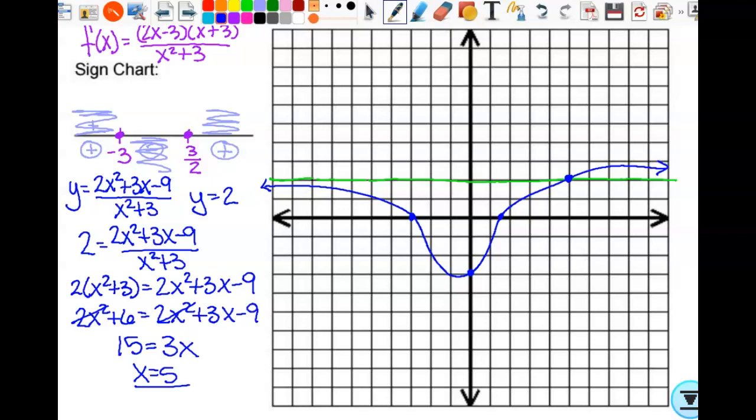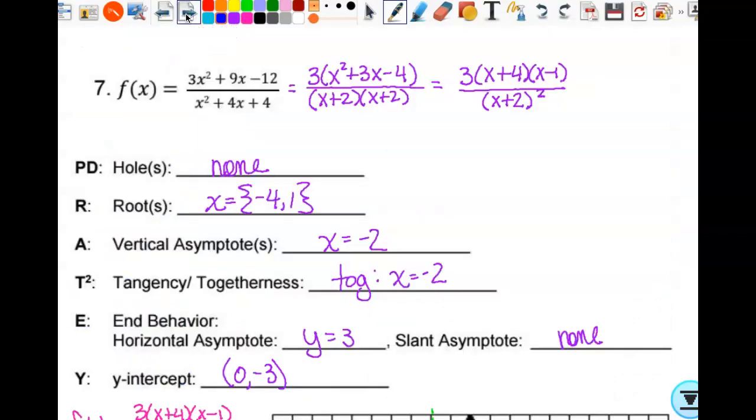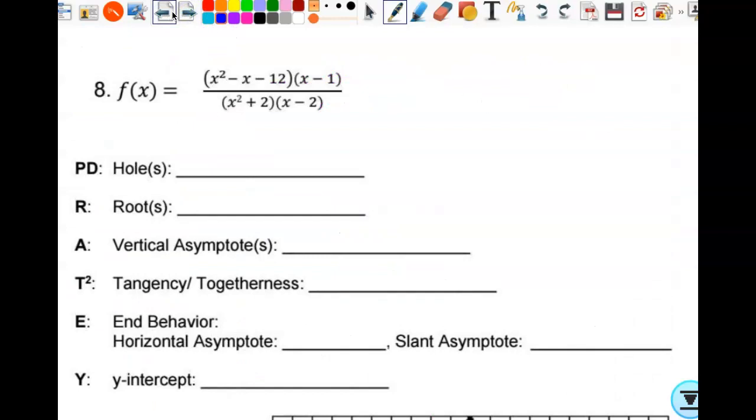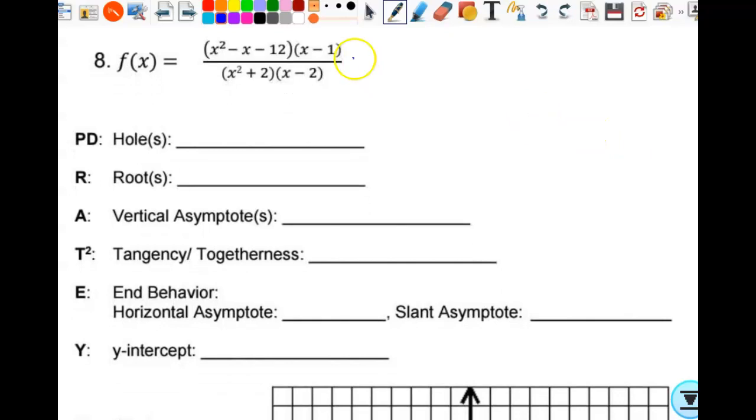Okay. The last number is what? 8, which is what the last number is supposed to be. Let's see if I can find 8. Oh, my 8's over here. There we go. Okay. So let's factor. This first one's going to be x minus 4 times x plus 3 times x minus 1. Can I factor the x squared plus 2? No. So I get x squared plus 2 times x minus 2, and that's the best I can do there.